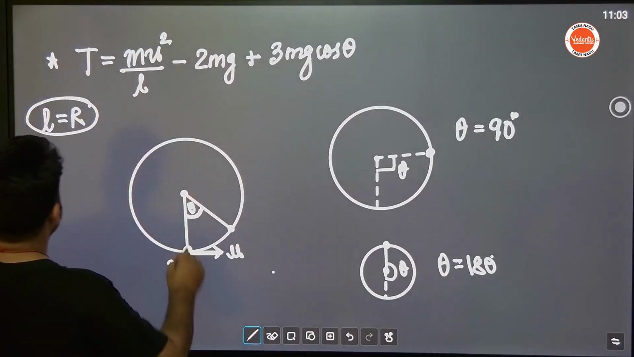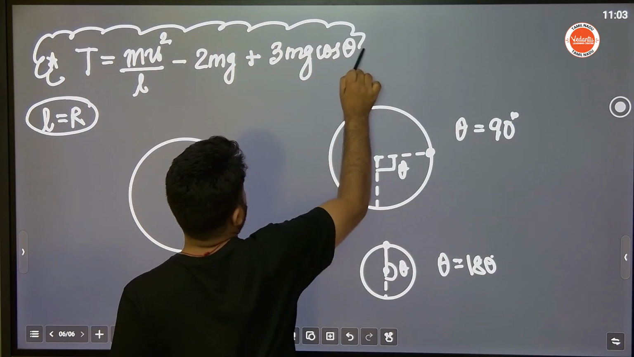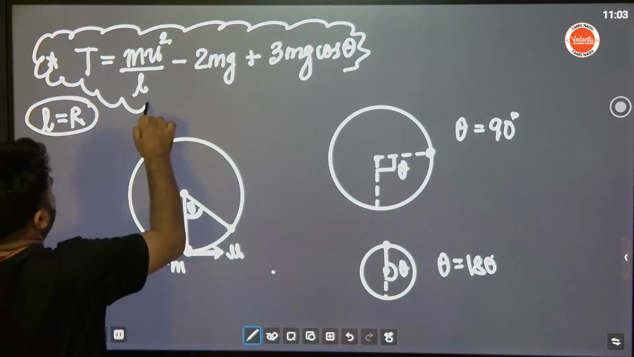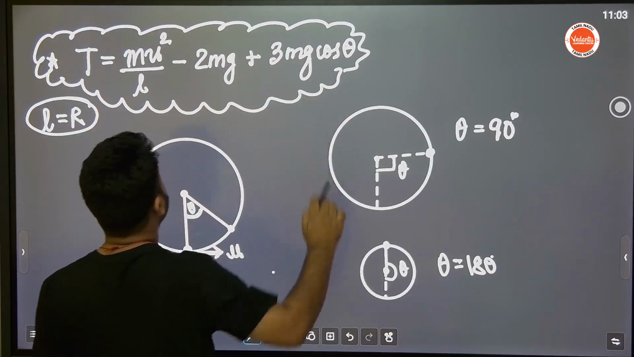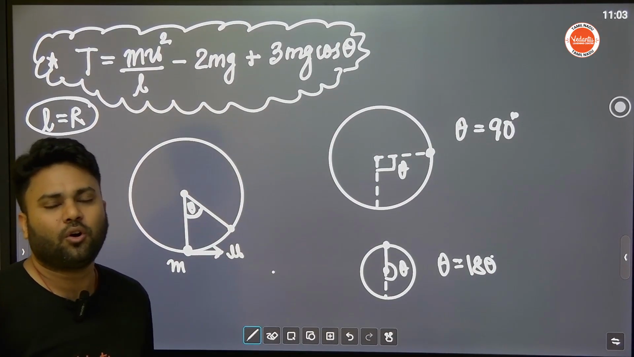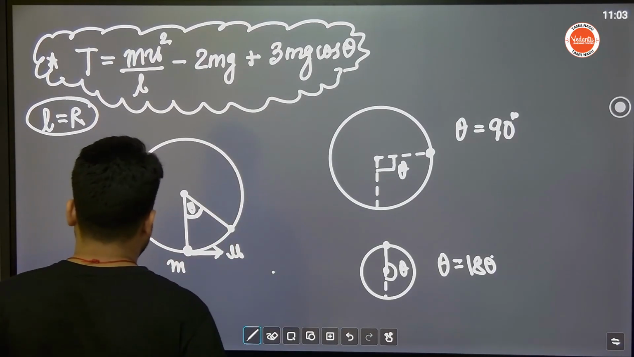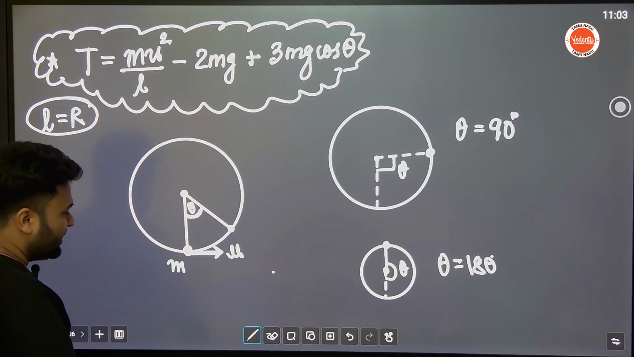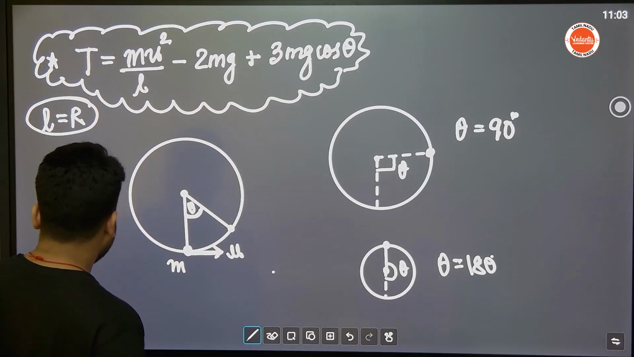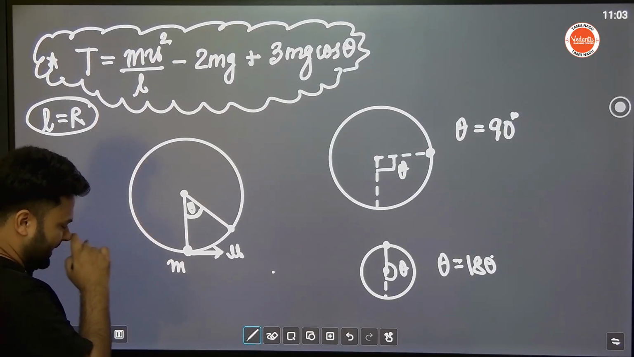So this is the formula. This formula you need to remember. It will be highly beneficial for you. It will save your time. Tension equals to mu square by L minus 2 mg plus 3 mg cos theta. Next, see, I'll give you some tips also later on.